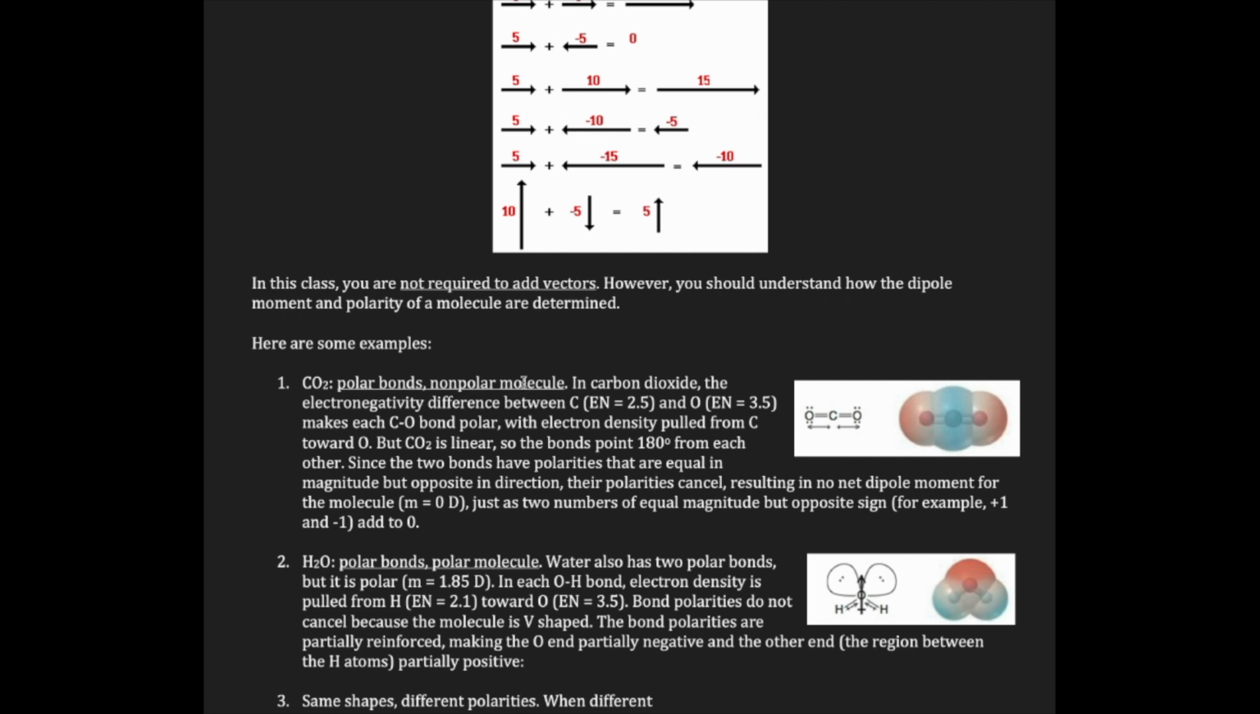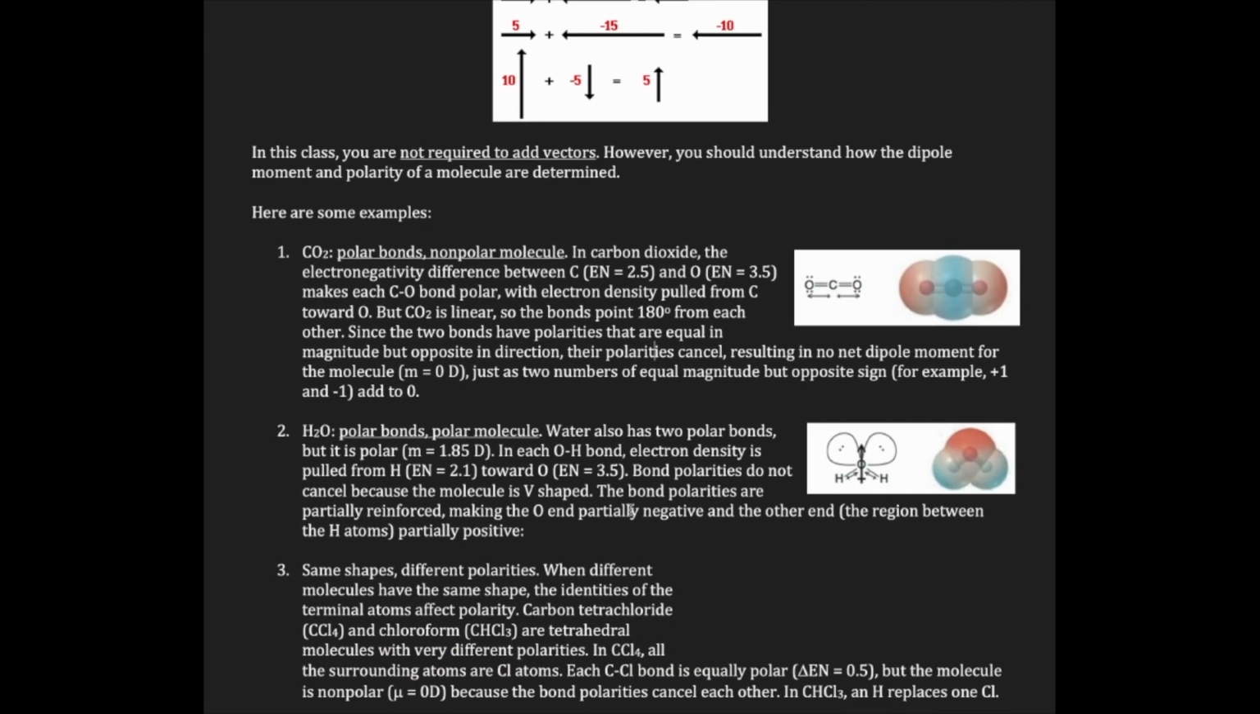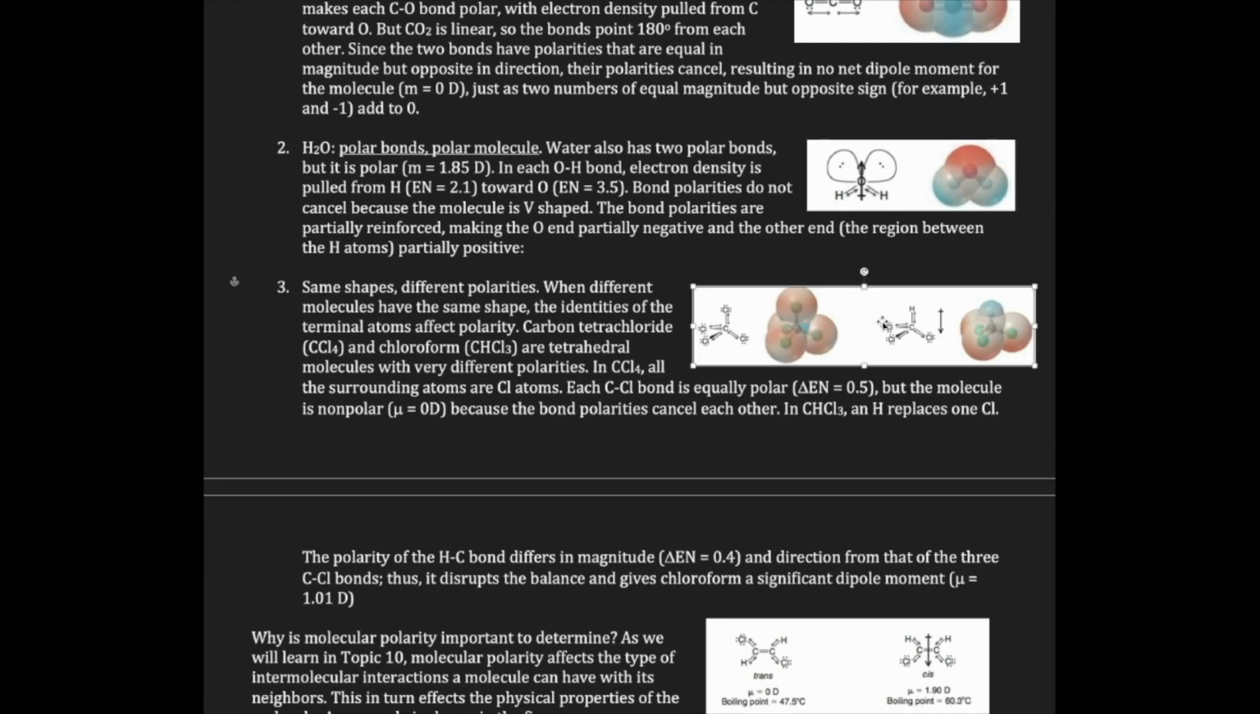Sometimes you can have a non-polar molecule. It depends on how these vectors add up. Okay, now another example that we can look at is CCl4 and CHCl3. So these two molecules look the same in terms of their VSEPR shape. They're both tetrahedral, but what I did here is just replace one of the chlorine atoms with H.